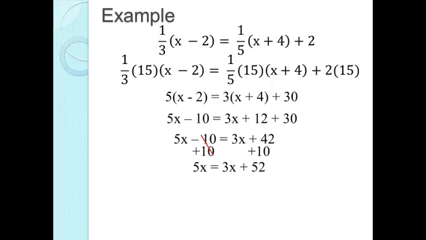Next, we will move the 3x by adding a negative 3x to both sides. And our final step would be to divide by 2, leaving us with the answer x equals 26.